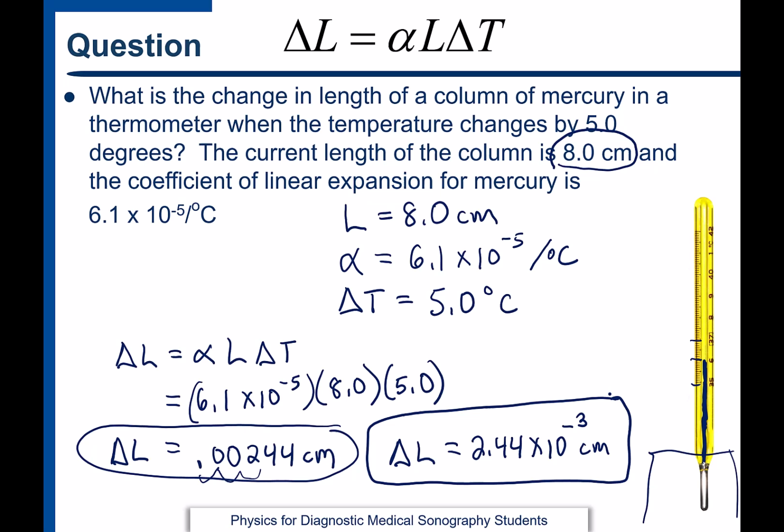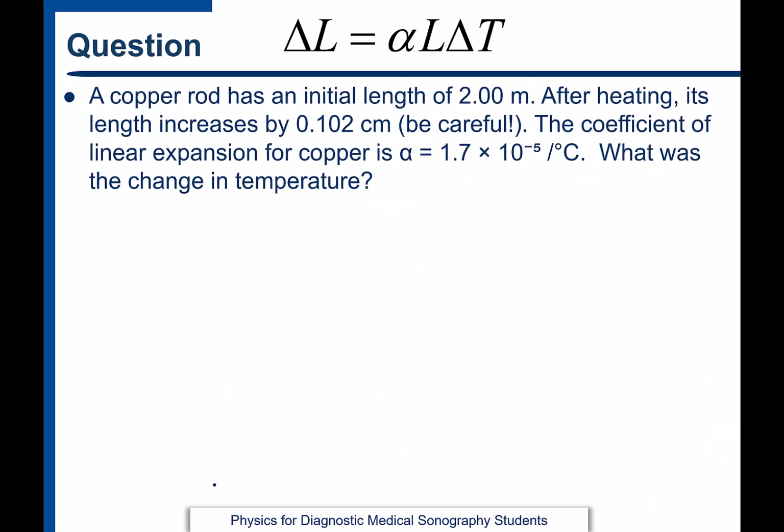All right, let's do one last example. Might be a good idea to pause the video here and try this one on your own. So this problem says a copper rod has an initial length of 2 meters. After heating, its length is increased by 0.102 centimeters. And there's a little warning there to be careful. The coefficient of linear expansion for copper is 1.7 times 10 to the negative fifth. What was the change in temperature?